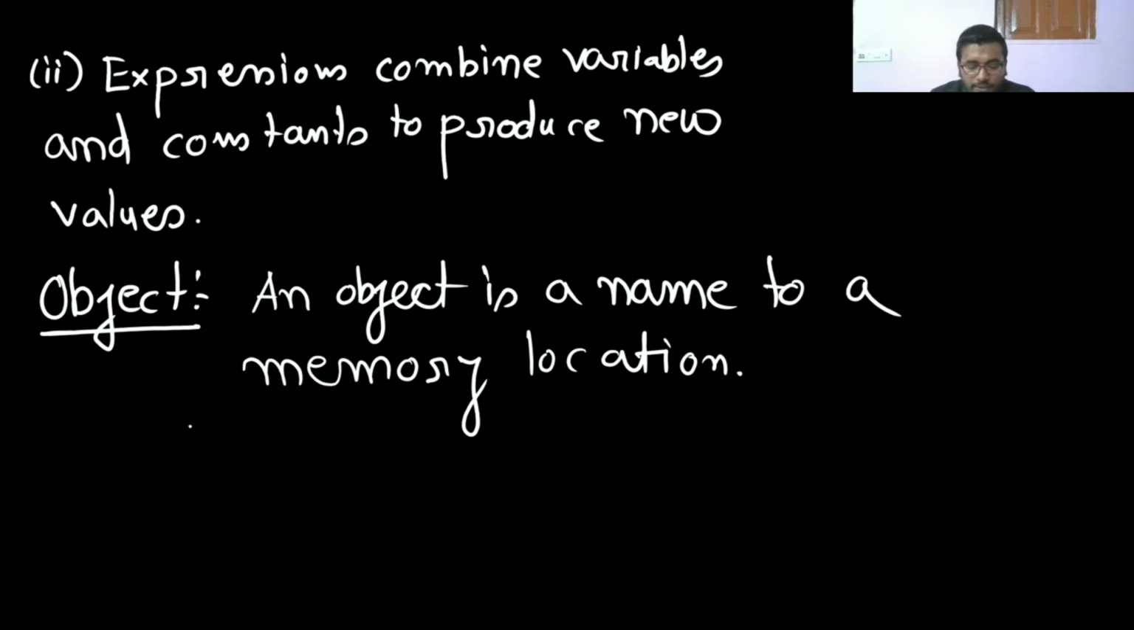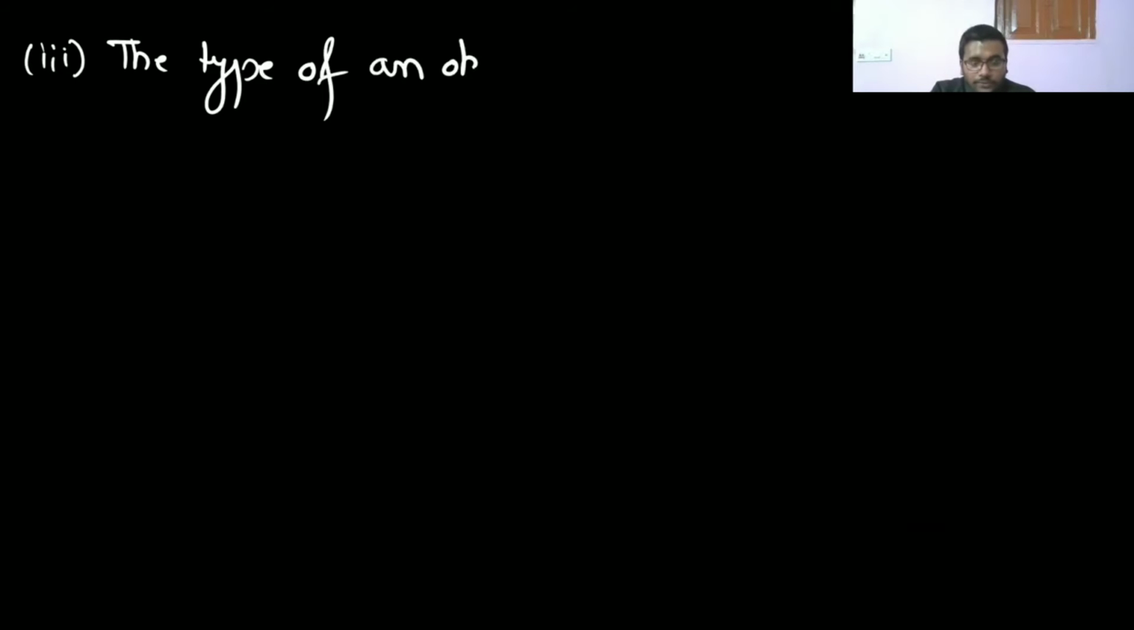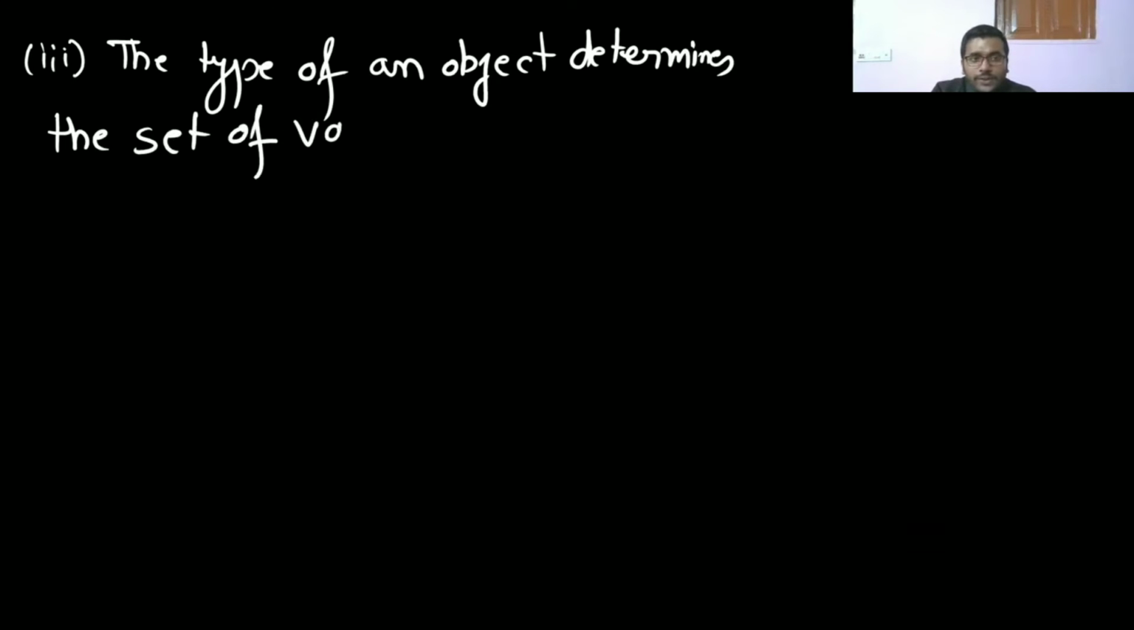The type of an object determines the set of values. So what type it is having, that we are going to see. The type of an object determines the set of values, which means what is the range it can have.